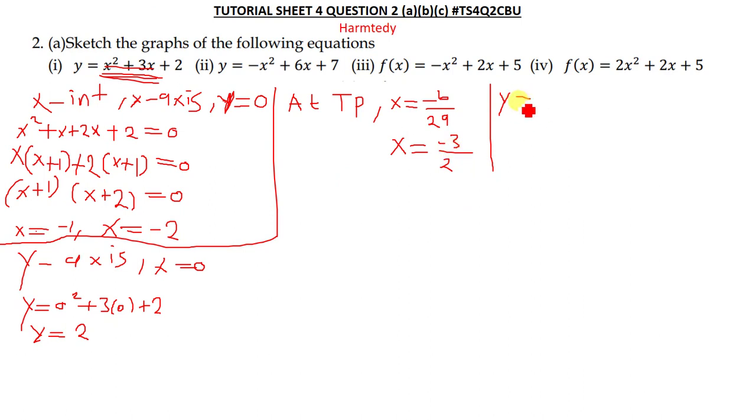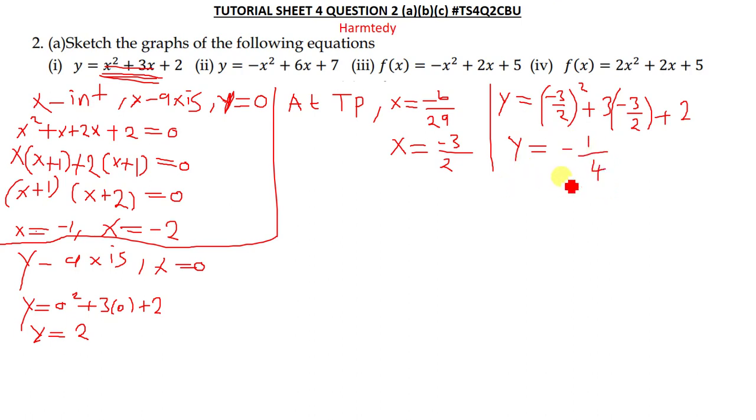So y is equal to negative 3 over 2. Sorry, this is 2. So we have negative 3 over 2, and then we square this, then plus 3 times negative 3 over 2, then plus 2. So when you simplify this, you get negative 1 over 4 as your solution.